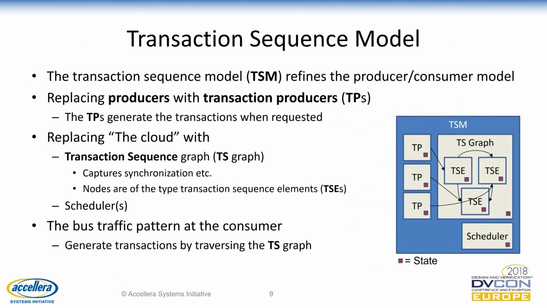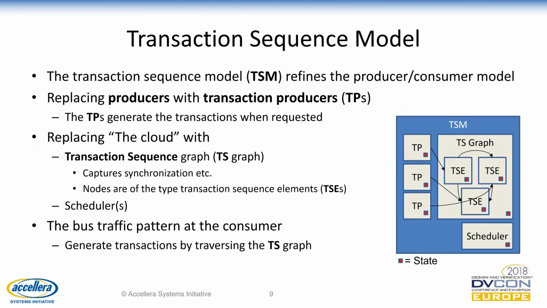To do this, we invented something called a transaction sequence model, TSM, which refines the producer-consumer model into fundamentally two things. First of all, we replace the producers with what we now call transaction producers, TPs, that will generate transactions when they're requested. So this is an entity that will act as a producer, and when you request it to produce the next transaction, then it will produce it. In the case where we had producer 0, 1, and 2, you would have 3 TPs to generate transactions, 1 from each of them.